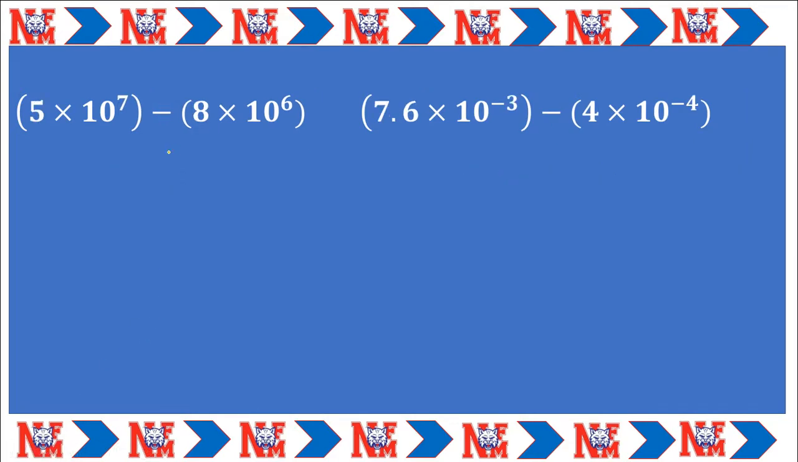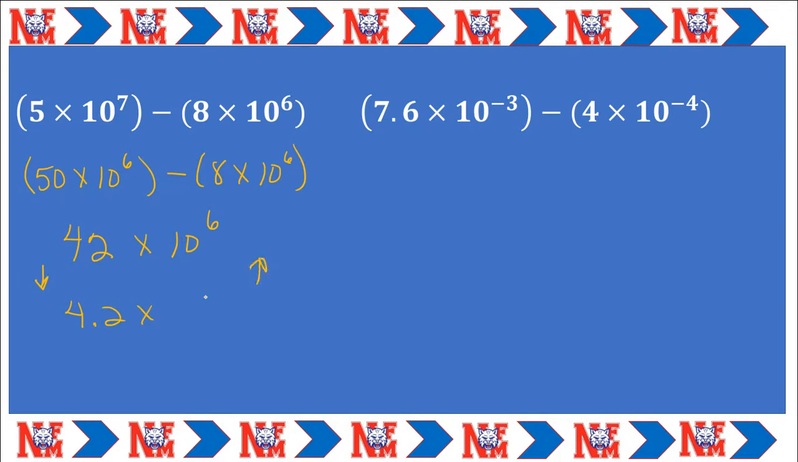Okay, let's subtract a couple of these. Same idea. I'm going to make this 10 to the 7th. Let's make it a 10 to the 6th. So if I make this a 6, I went down here, so I need to go up here and make it a 50, minus 8 times 10 to the 6th. So we have 50 minus 8, so that gives us 42 times 10 to the 6th. So I need to make my adjustment here. So I'm going to go down on the left side and up on the right side.